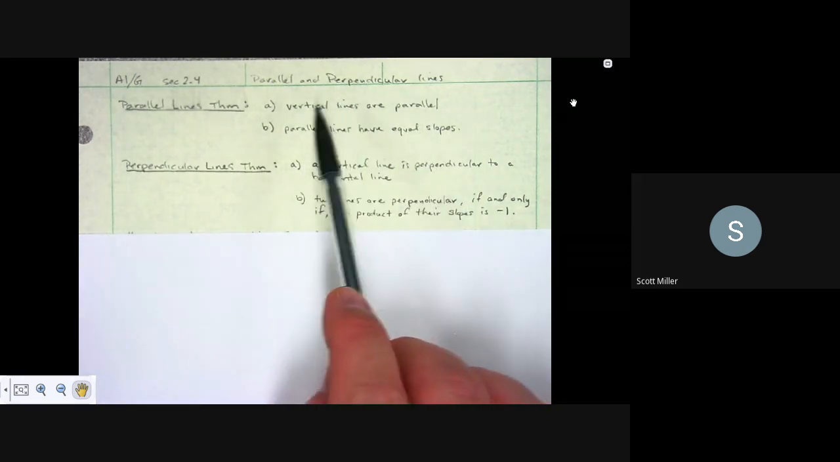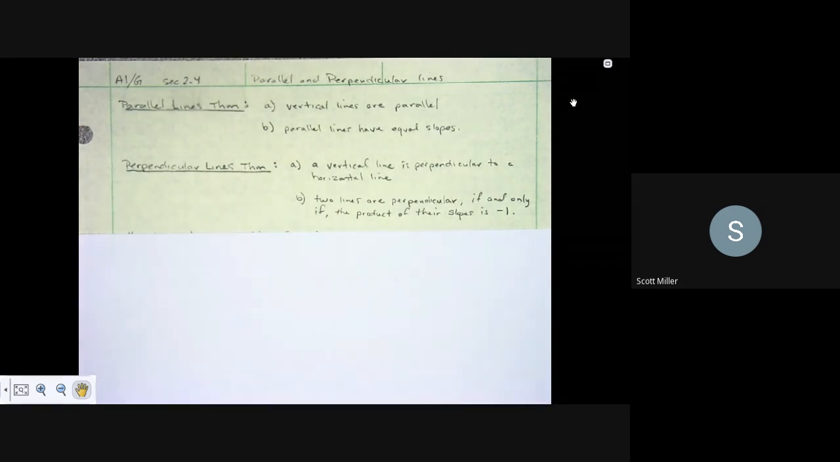Now the reason why they have vertical lines separate from all the other ones is because vertical lines have no slope. So they had to tell you that vertical lines are parallel. Parallel lines have equal slopes. That's how you know they're parallel. Since vertical lines do not have a slope, the theorem that vertical lines are parallel is something we can just accept as true.